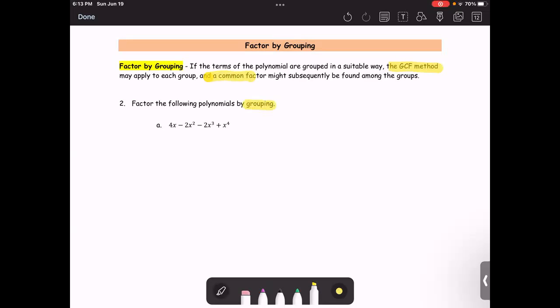Normally, we are dealing with an expression with four terms. So when we work on this case by factoring by grouping, we can group the first two terms and group the last two terms and look for the common factor, or the GCF. In this case, we group 4x minus 2x squared as one quantity, added to the last two terms, which is negative 2x to the third plus x to the fourth, which is another quantity. And then we work on the GCF of each group.